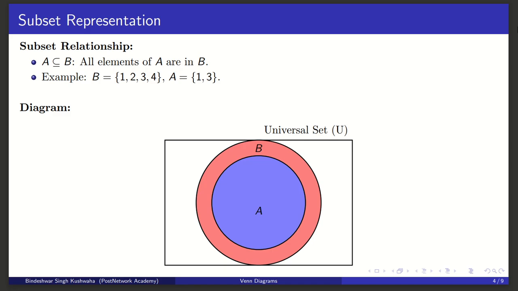Here is the subset relationship. So A is a subset of B. All elements of A are in B, so circle A is inside B.